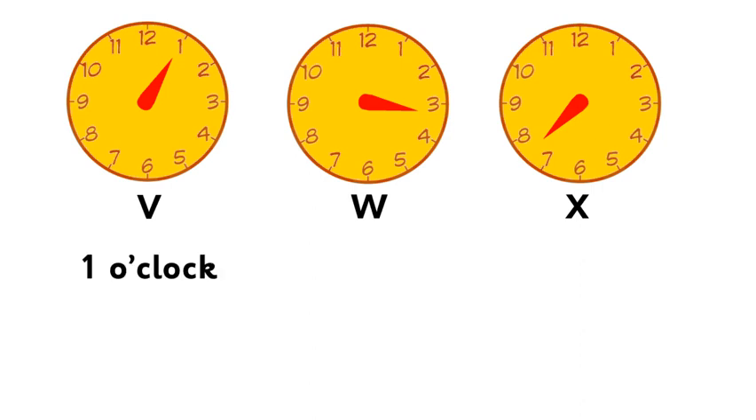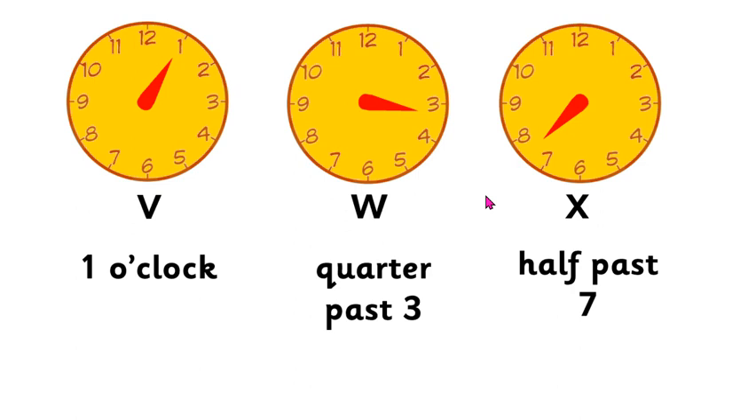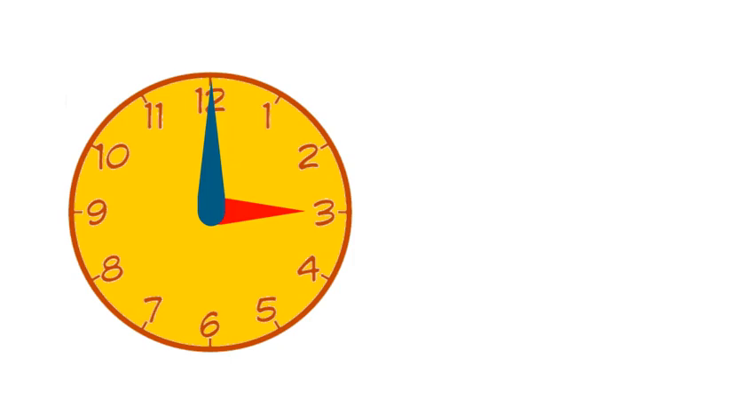1 o'clock. How about W? It's not quite halfway between 3 and 4, so this is quarter past 3. And X, halfway between 7 and 8, it is 7:30. Now, please look carefully at the spelling of quarter. A number of people yesterday missed out this so they wrote quater. It's quarter past 3.